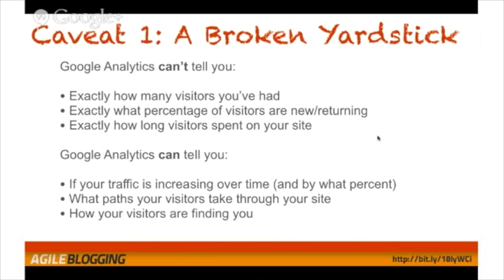So Google Analytics can tell you, though, things about what are the trends happening with your traffic over time. Is it increasing, and by what percent? And that's meaningful data. It can tell you what paths visitors are taking through your site to find your data, and it can tell you, as we saw before, how they are finding you. There are a lot of things that it can tell you, but the important point here is that this is all about trends and less about the specific metrics.